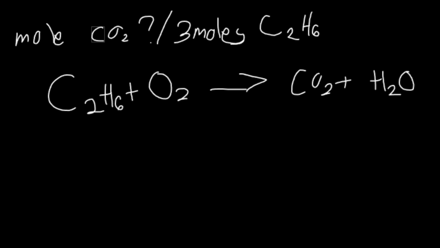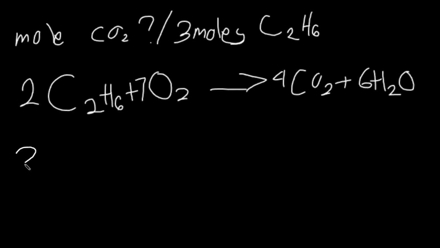Now, of course, before we convert 3 moles of C2H6 to moles of CO2, we need to balance the formula. So, of course, you get 2 C2H6 plus 7 O2 yields 4 CO2 plus 6 H2O. This is the balanced chemical formula.